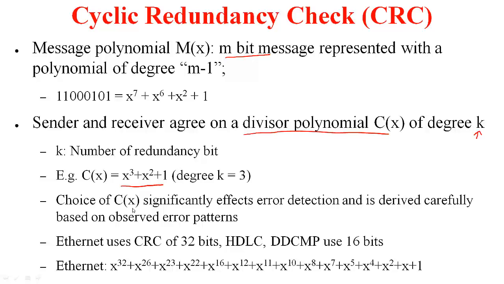The choice of this divisor polynomial is what determines your error detection capabilities, and this is derived very carefully based on the observed error patterns. For example, in Ethernet, this is the CRC polynomial that is used, which is of 32 bits. So you add 32 redundant bits. In HDLC and DDCMP, you use 16 bits.